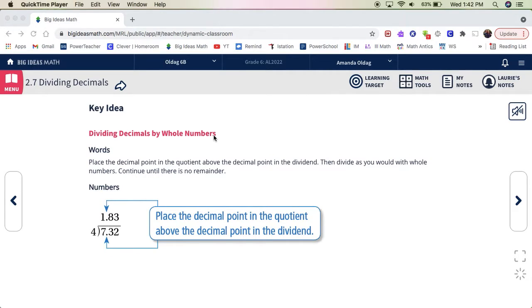Okay, we're going to be doing lesson 2.7, and the lesson is dividing decimals. And we're going to start by dividing decimals by whole numbers.